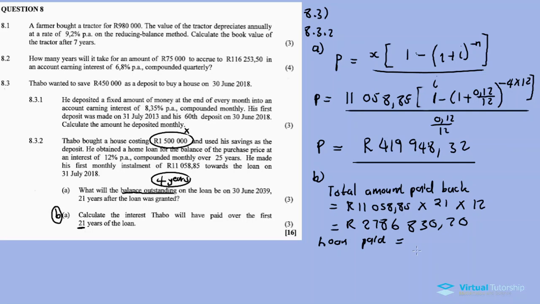The loan paid already. So we know 1.5 million, 1,500,000 rand minus this outstanding balance. That is the loan already paid for the first 21 years. This is the total amount he will pay, the amount he must pay within the 21 years. So if he continues paying he will pay more than this, it can go over 3 million, right? But we want to calculate the outstanding balance or the interest paid. So the interest paid for the loan for the first 21 years, so it's 419,948.32.